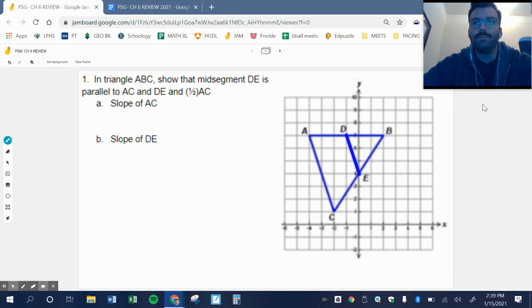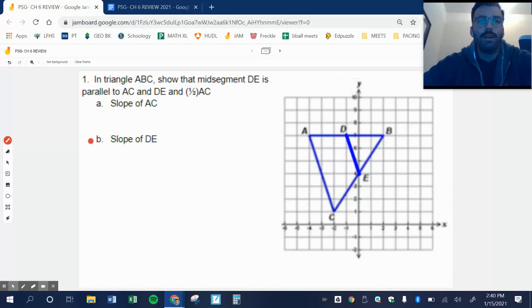All right, we're about to do some chapter 6 videos here for the review. Let's start off with number 1. Makes sense, right? Number 1, here we go. So it says in triangle ABC, show that the mid-segment DE is parallel to AC.